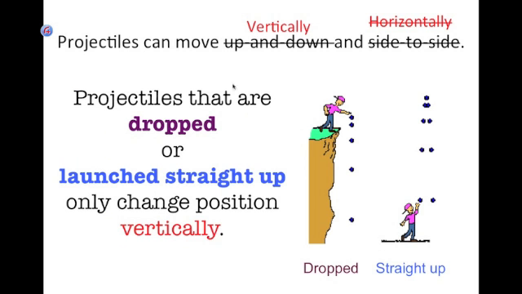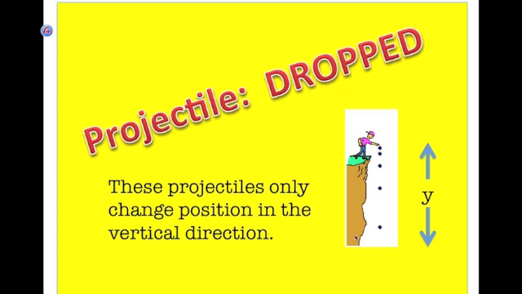We're going to start our study with projectiles that are dropped or projectiles that are launched straight up. Those projectiles only change position vertically. So as we begin, we'll only be dealing with projectiles where we have a change in the up and down position and velocity. We won't have any horizontal information to consider. So in that case, for dropped projectiles or projectiles that are launched straight up, the only thing affecting their motion is the acceleration of gravity, and we will only have changes in the vertical direction.